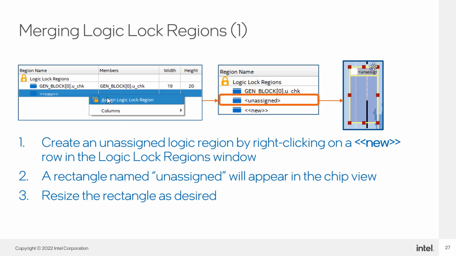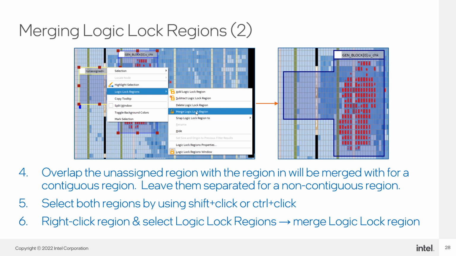Next, size the region to your desired size. The next step is to move the unassigned region to its desired location in relation to the region it will be merged with. Overlap regions for non-rectangular contiguous logic lock regions. Keep them apart for a non-contiguous region. Select both regions by using Ctrl+Click or by drawing a box around both of them. Right-click on this selection and choose Logic Regions, Merge Logic Lock Region.